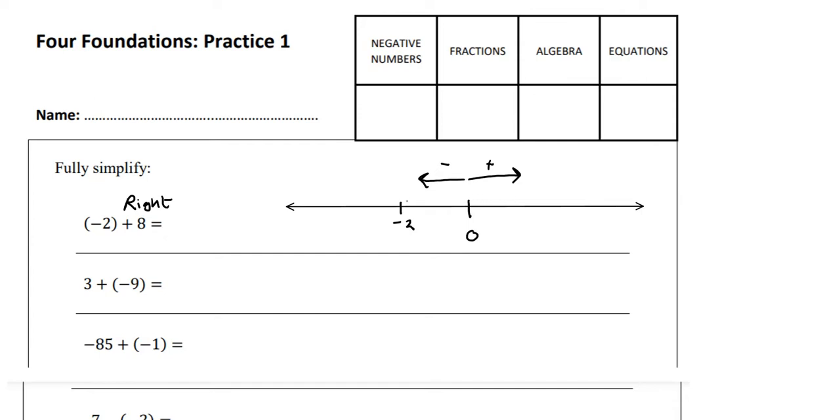And if we jump 8 spaces to the right, 1 space, 2 spaces, 3 spaces, 4 spaces, 5 spaces, 6 spaces, 7 spaces, 8 spaces, we arrive at +6. And it's not necessary to write the positive in, but it's not wrong to do that. You can probably work out the next one without drawing a number line, but let's be consistent and draw our number line.